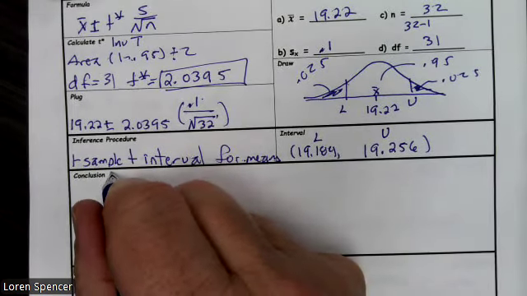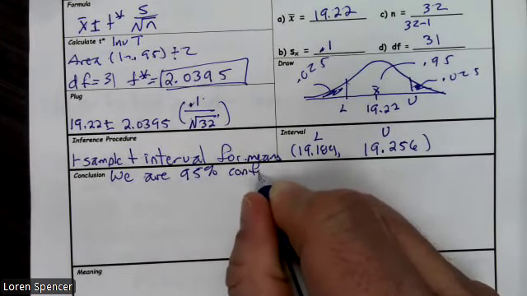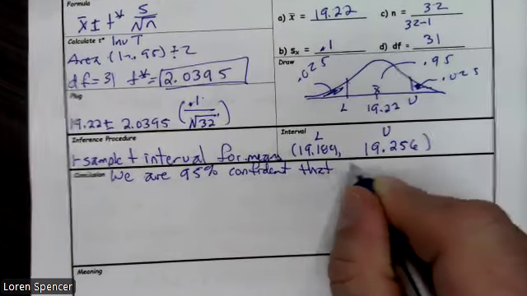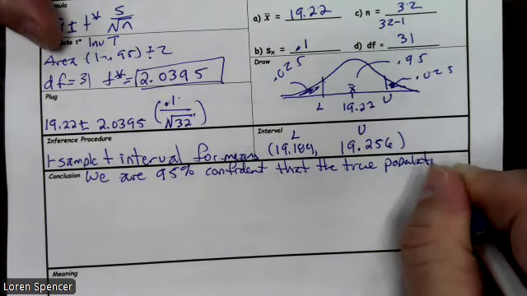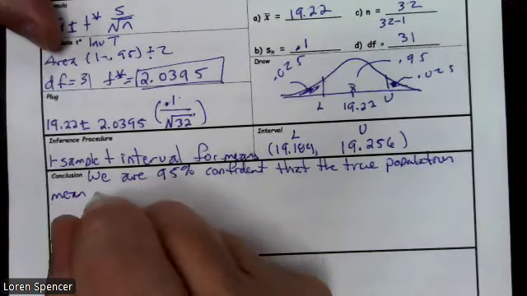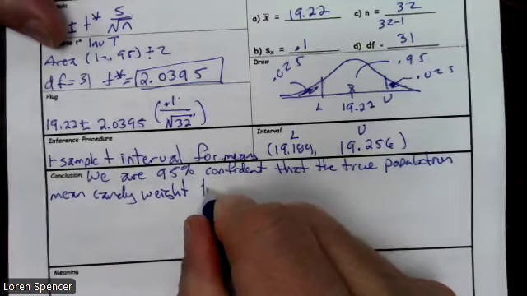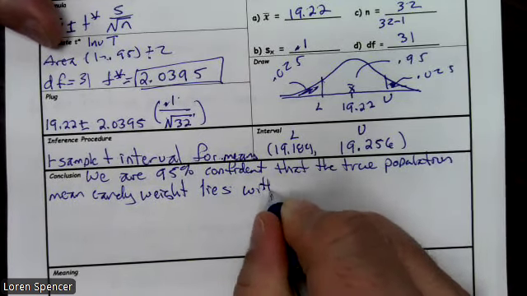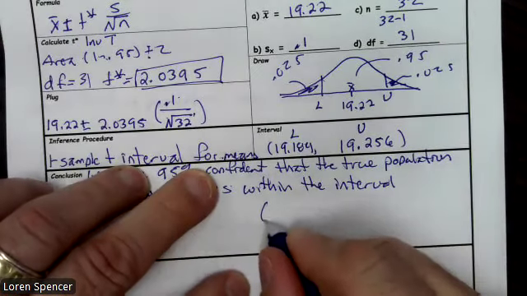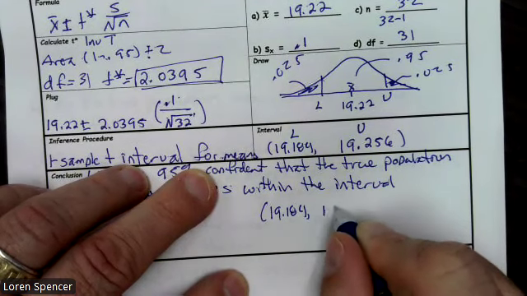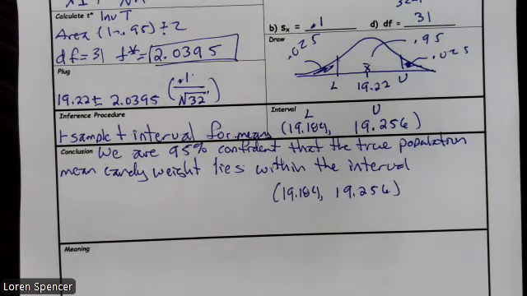All right. So what are we? We are 95% confident that the true population mean candy weight lies within the interval 19.184 to 19.256.